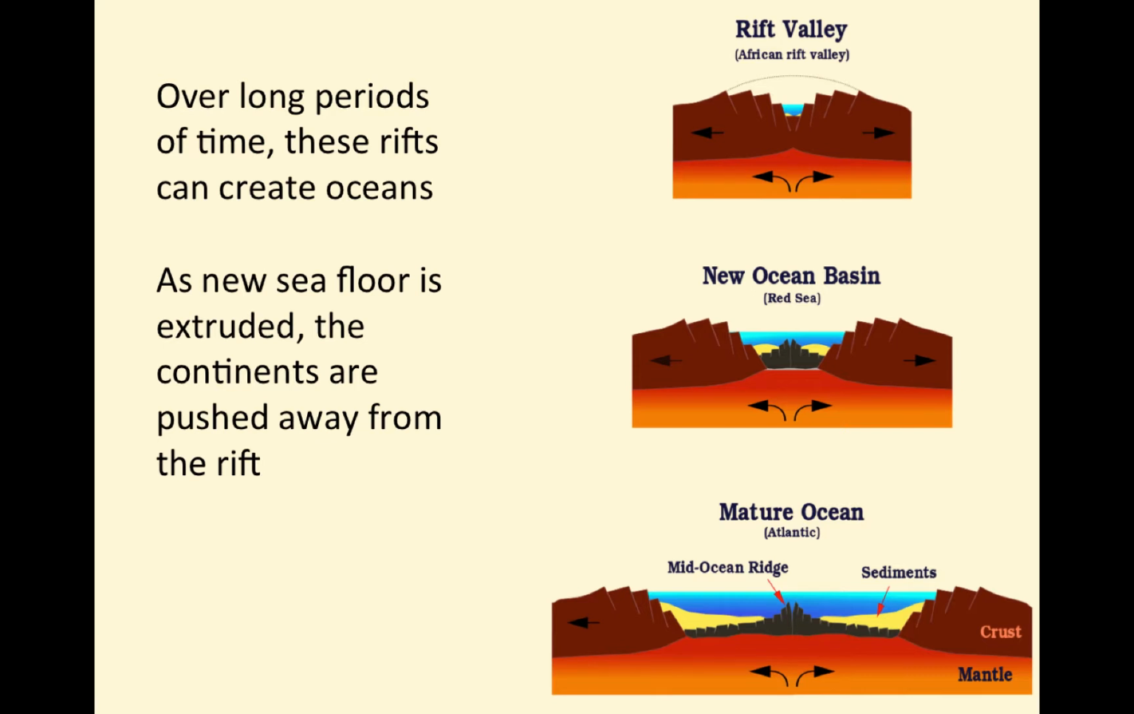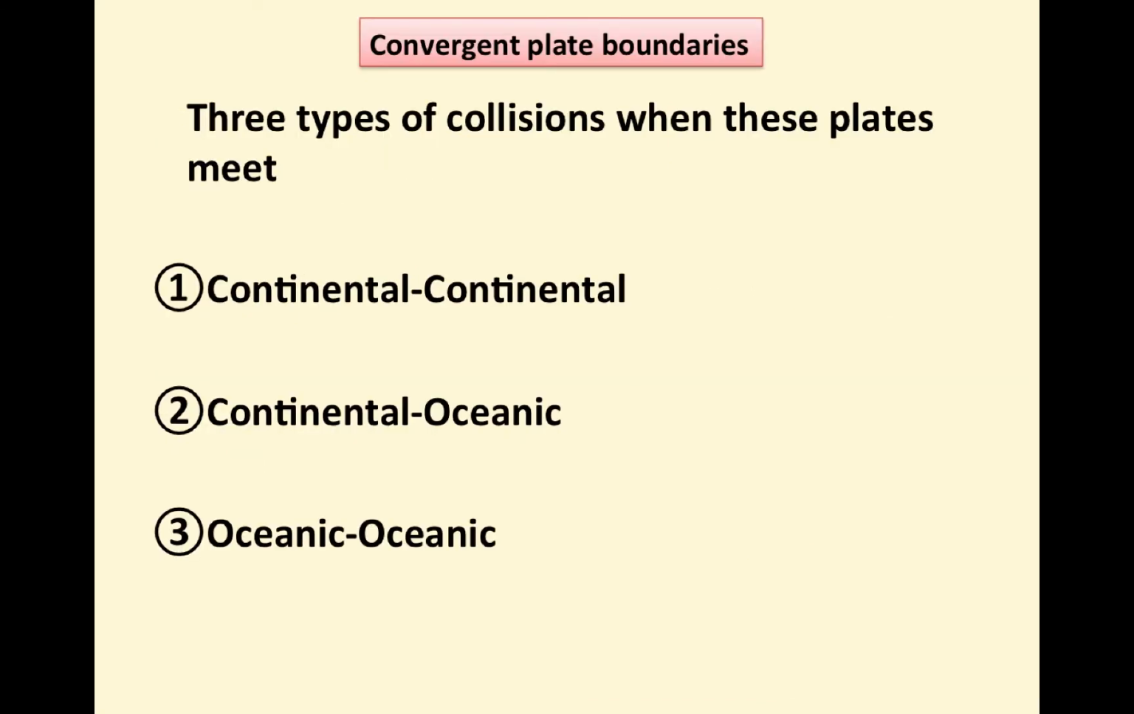So again, this is a process that is actually driving plates apart. So what happens when other plates hit each other? In other words, they converge in what's called convergent plate boundaries. There's three primary types of collision when these plates meet. You can have continental plates meet each other. You can have a continental plate meet an oceanic plate, or two oceanic plates meet each other.